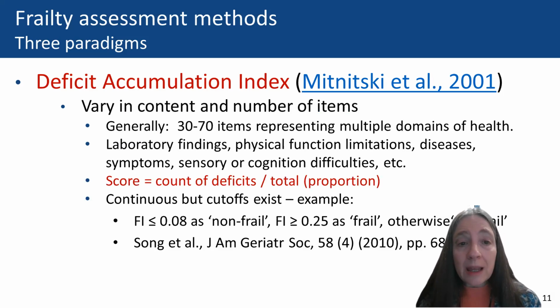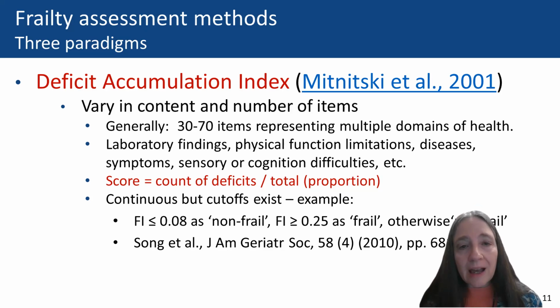And so indeed, to implement the measure, one assesses many deficits. The index is perfectly allowed to vary in content, which deficits, which items one assesses, as well as the overall number of items. Generally, between 30 and 70 items are assessed. And the important thing is that they should represent multiple domains of health. That's crucial to the validity of the instrument. And these may represent laboratory findings, physical function limitations, diseases, symptoms, sensory, cognitive deficits, even family history.